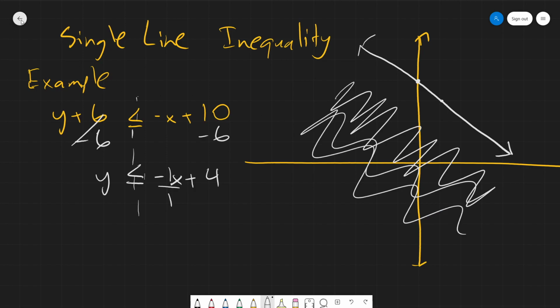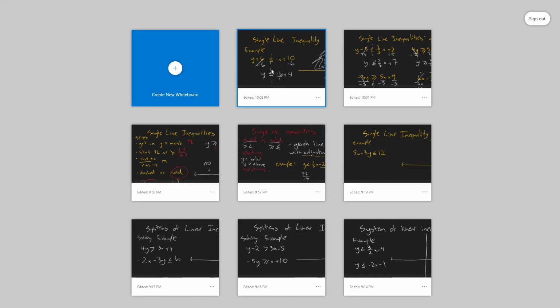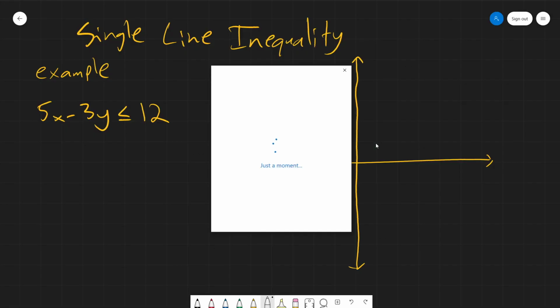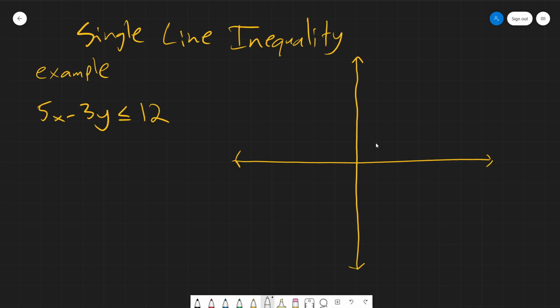Let's look at another one. I might have something like this. 5x minus 3y is less than or equal to 12. Here, I'm going to get rid of that 5x first. Since they can't be combined, I'm going to keep them separate. Don't lose my sign. Write my x first, just out of preference, so it is still an mx plus b. And then I divide out.